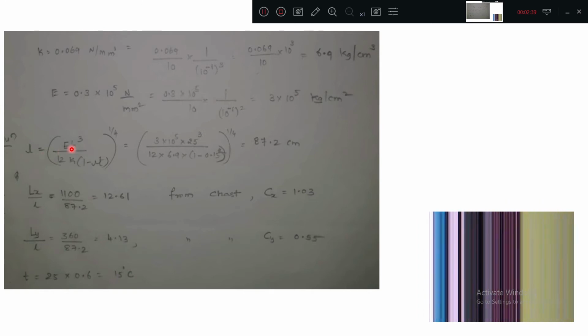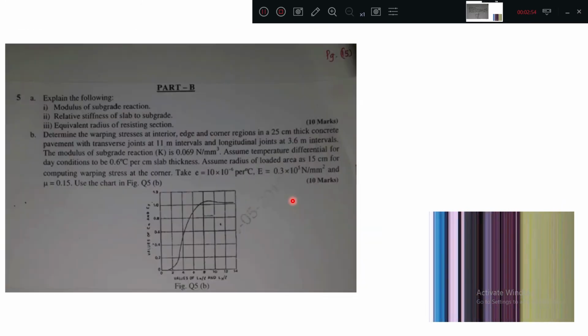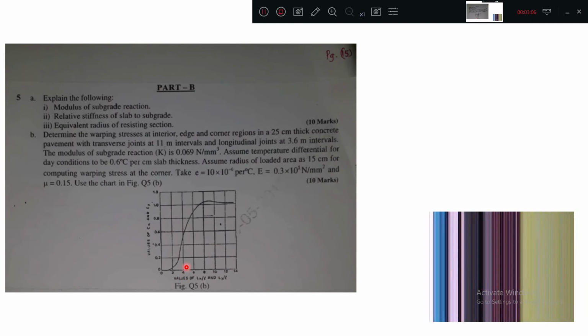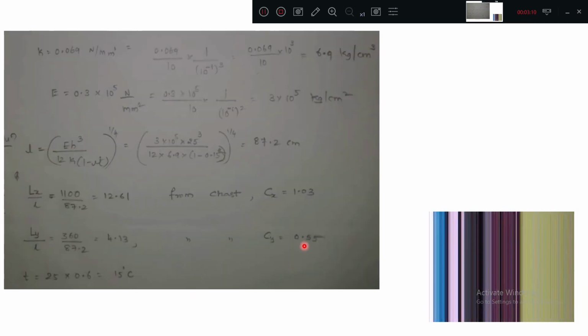L formula, substitution, value 87.2. Lx by L, Lx is 11 meter, so 1100 centimeter, it is 12.61. Cx value from the graph for 12.61, get there, it is more than 1. How much am I getting? 1.03. Similarly for this, 4.13, I am getting here 0.4 something. How much? 0.55. Okay, some values will be changing.